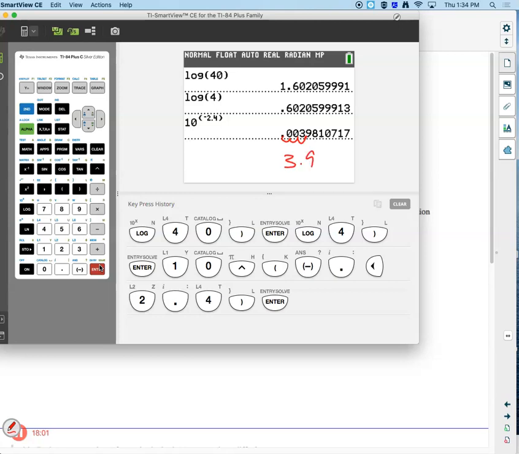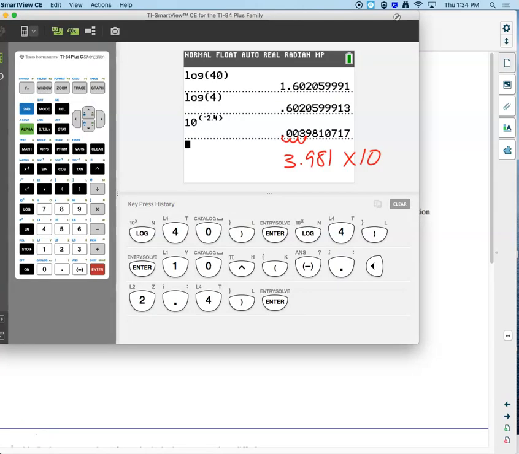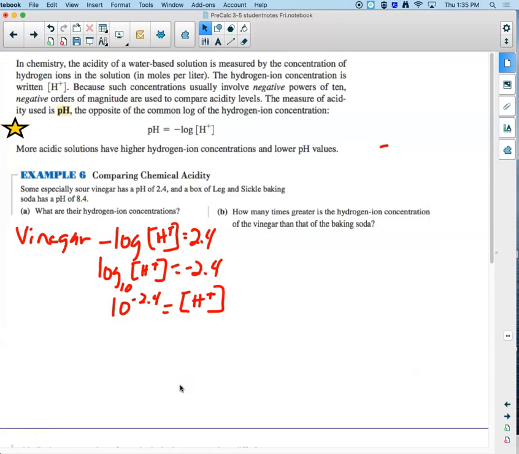So we'll write it as 3.981 times 10 to the negative, and then we actually would be moving the decimal place 3 positions for that one. So we're taking some of those zeros out of the picture, so that we can keep some of the numbers that are really going to matter here, the significant digits of the 398101717. So there's our vinegar.